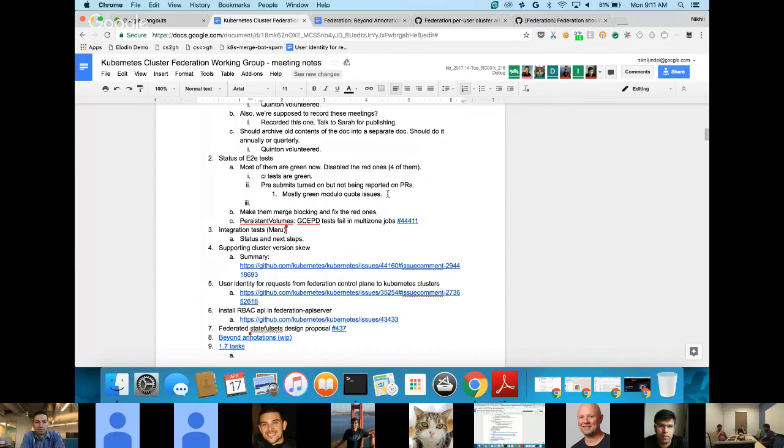So we went to the test infra folks and asked them if we could make the Federation CI job, post-submit job, blocking. And they said they did not want to add any more blocking jobs to CI because their goal was to remove all the blocking jobs from the CI blocking list. So the goal is still to remove all these CI jobs and make the pre-submit jobs blocking for all the PRs.